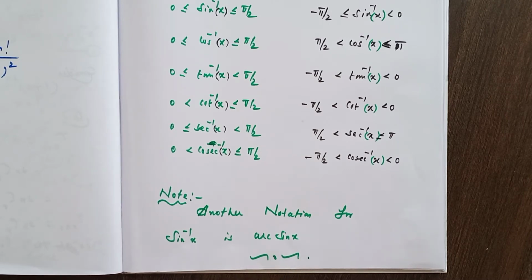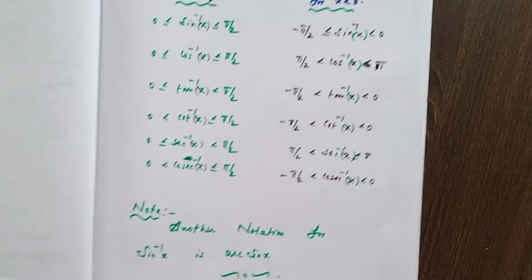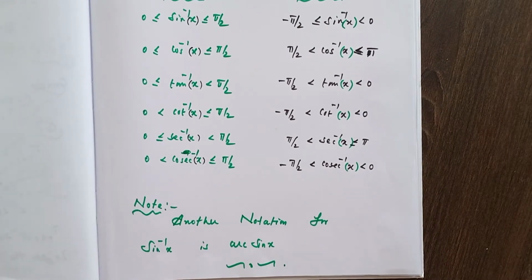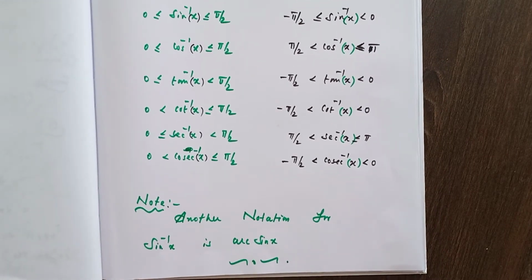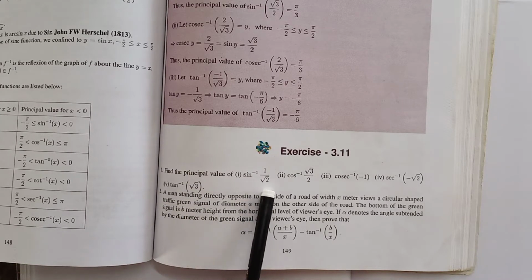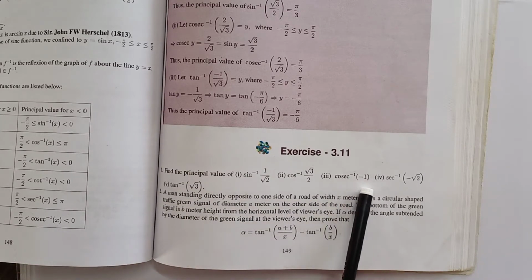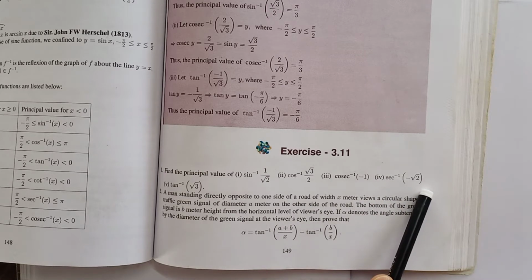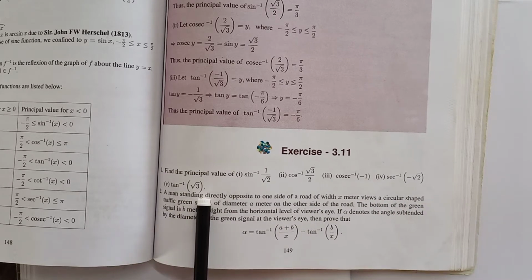Now we can get into that exercise. Exercise 3.11. Find the principal value of sine inverse of 1 by root 2, cos inverse of root 3 by 2, cosecant inverse of minus 1, secant inverse of minus root 2, and tan inverse of root 3. Can do one by one.